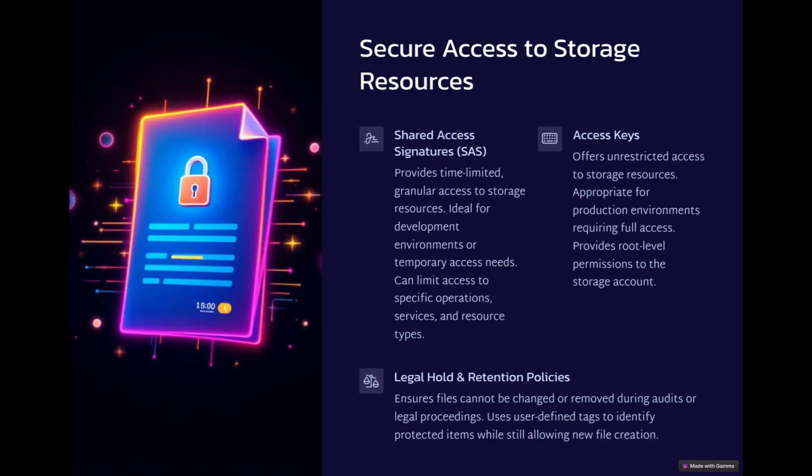Slide 6, secure access to storage resources. All right. Azure gives us several ways to control who can get at our data stored in Azure storage. It does, and it's important to pick the right method depending on your needs. Right. One way to grant limited access is using shared access signatures. SAS. Yeah, SAS. It's like giving someone a temporary key to a specific room in your storage facility with specific instructions on what they can do. Read, write, list, and so on.